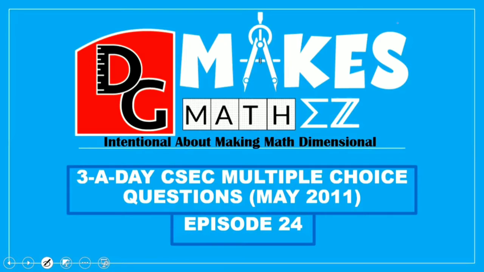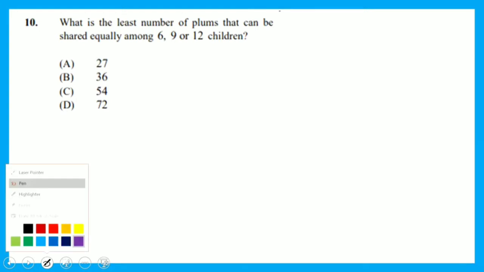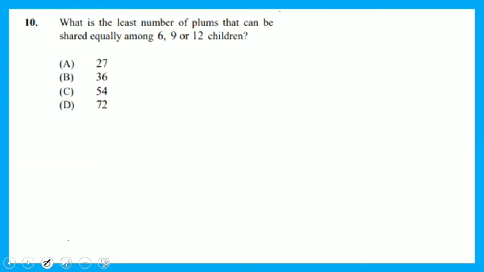All right, so today we're looking at questions 10, 11, and 12 of this paper. And of course, pretty easy. The first one goes, what is the least number of plums that can be shared equally among 6, 9, or 12 children? One of the biggest misconceptions with questions like these is that immediately from hearing the word least, they think factors. I don't know why, but they think of numbers that are smaller than 6, 9, or 12. Luckily for us, the options here don't even have any numbers smaller than those.